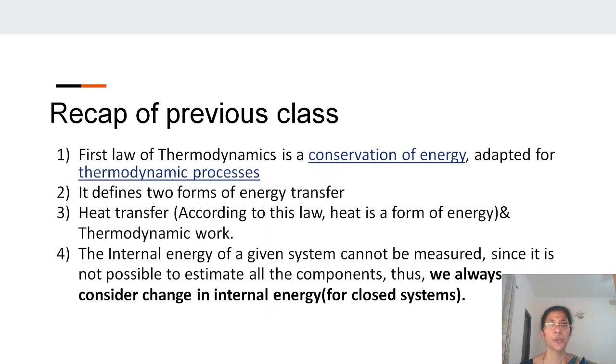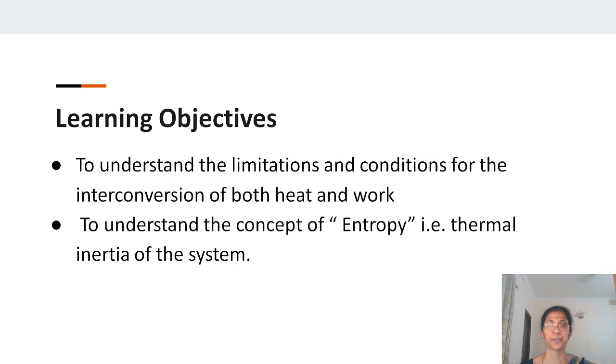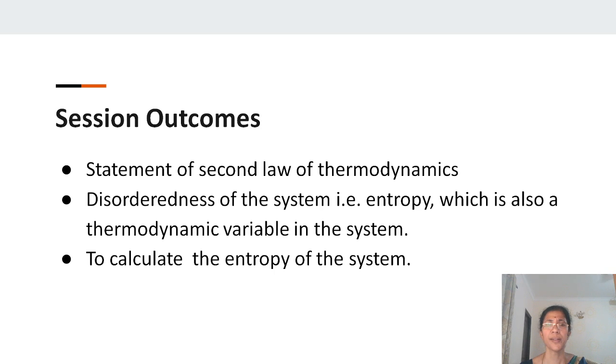Since it is not possible to estimate all the components, we consider only the change in the internal energy. We are going to discuss this topic to understand the limitations and the conditions for the interconversion of both heat and work, and also to understand the concept of entropy. After this discussion, you should be able to state the second law of thermodynamics and disorderliness of the system, that is entropy, and also to calculate the entropy of the system.